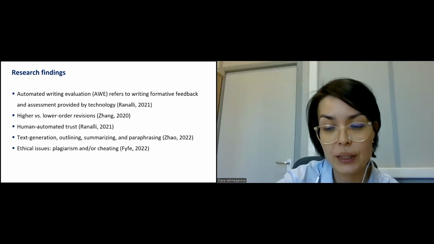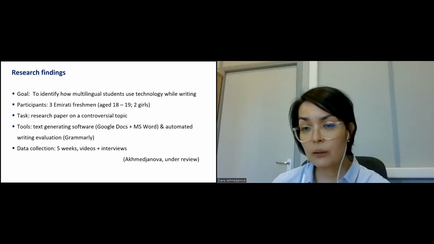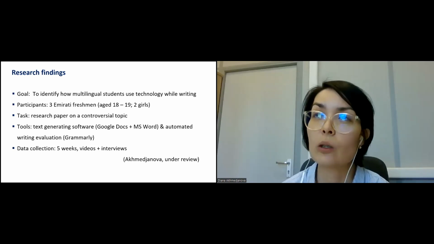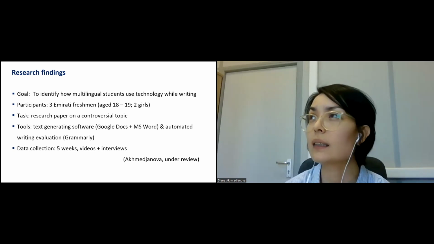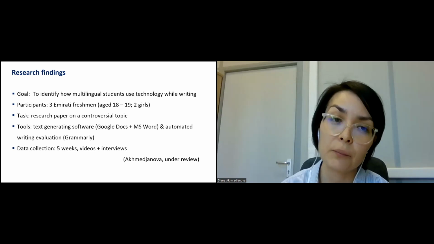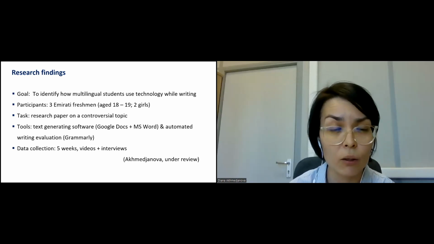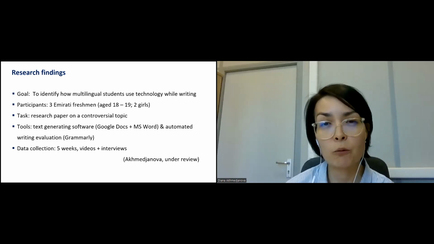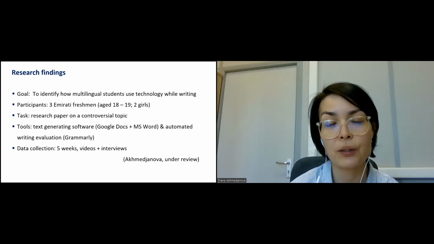And we also conducted our own study, and the study was conducted in Abu Dhabi, United Arab Emirates, a year ago, and the goal was to identify what kind of tools students use when writing.